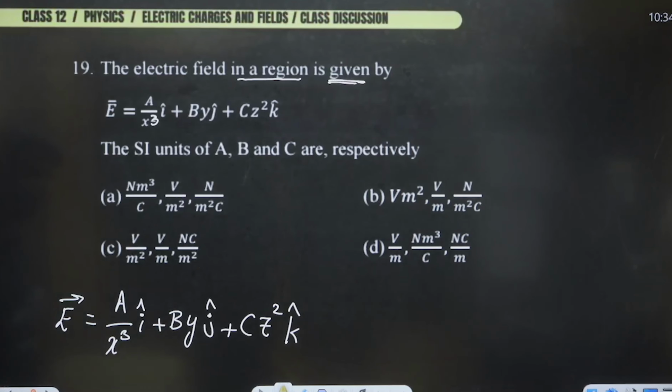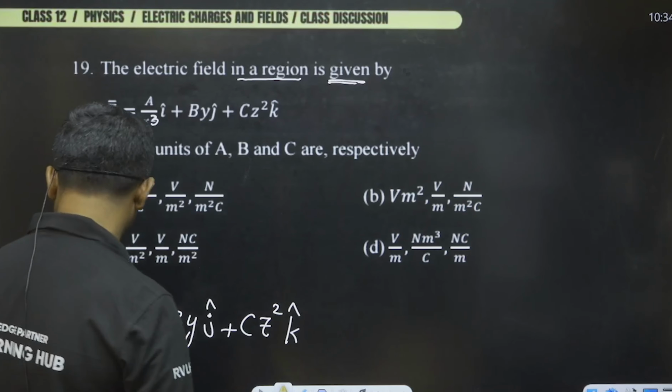What is the option we can say here? Newton per coulomb, volt per meter, everything they have mentioned. So please think about this. Definitely you'll get the answer. We can say that volt per meter square. Volt per meter square, we can also write.